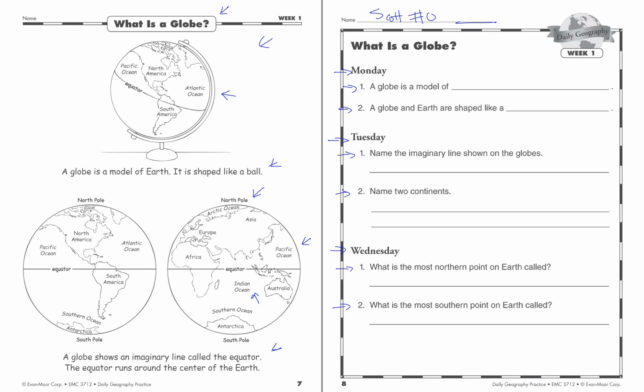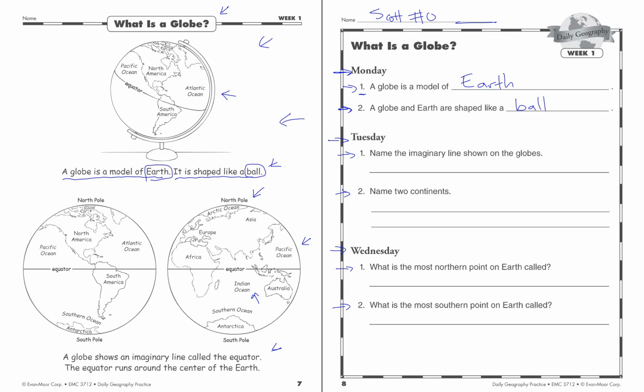So we're going to look over here. We're going to start off with Monday and number 1 again. A globe is a model of, and when I look over here at the map, I see right here, a globe is a model of Earth. So that right there, that's our answer. So I'm going to write my answer there. Number 2 on Monday says a globe and Earth are shaped like a, right here, it is shaped like a ball.